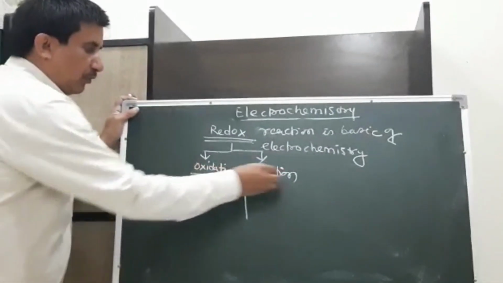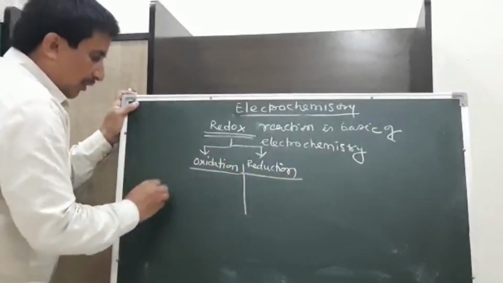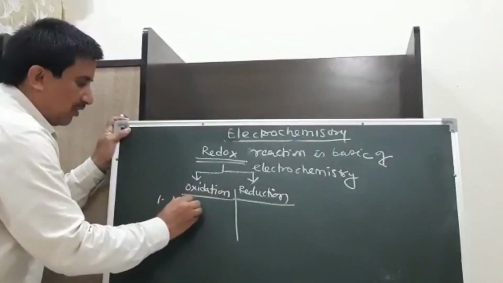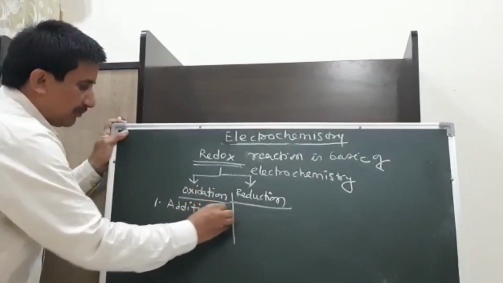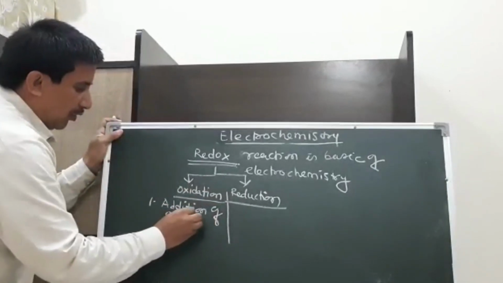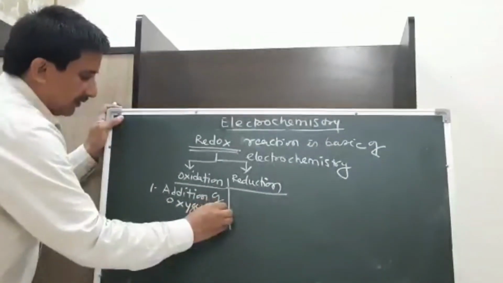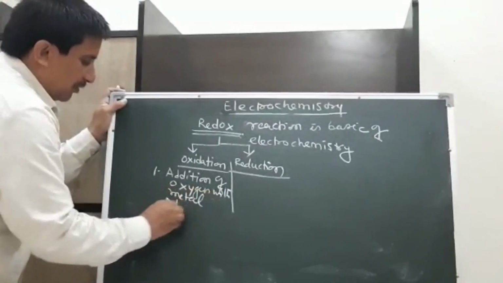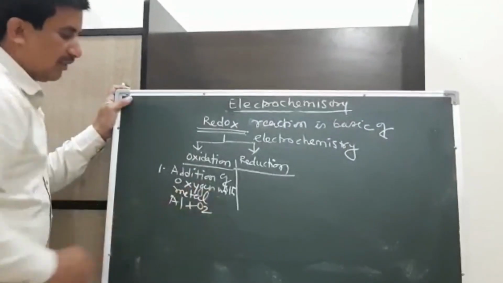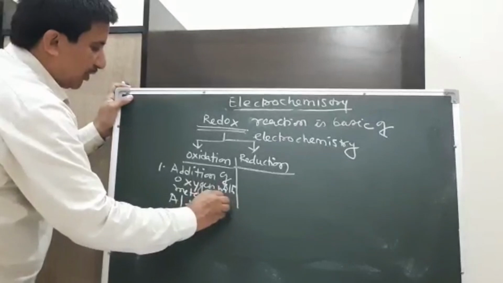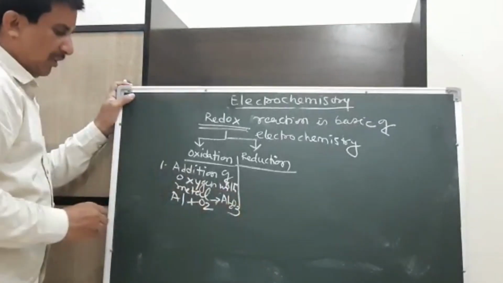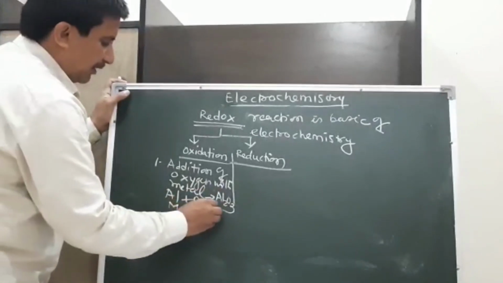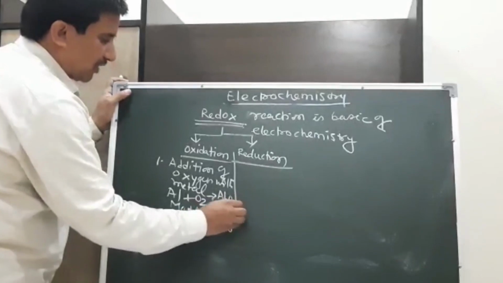So we have already learned up to this level that oxidation is the addition of oxygen, oxygen with metal. Suppose I am taking aluminium and reacting it with oxygen, it gives us Al2O3. Likewise, magnesium, when it reacts with oxygen, gives MgO, magnesium oxide.